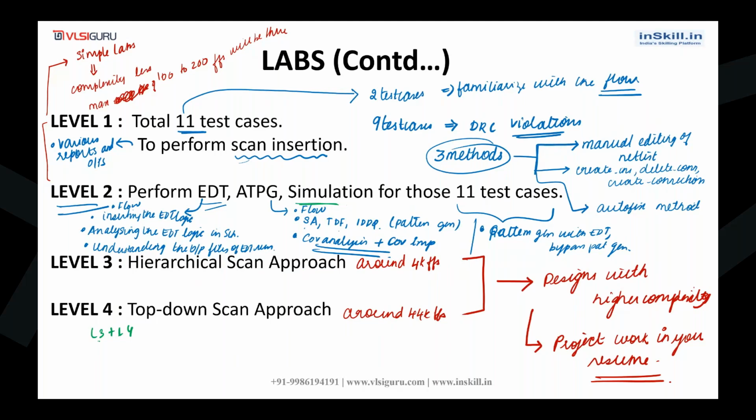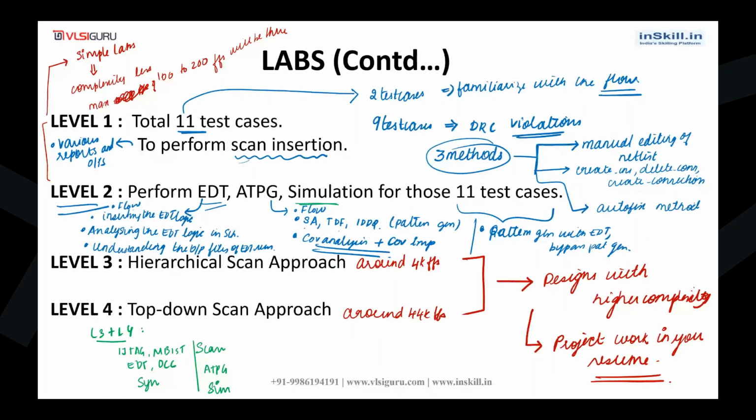That is, we'll be doing the JTAG insertion, MBIST insertion, and EDT and OCC insertion, and then we'll perform synthesis, then scan, then ATPG, and then simulations. So this is our complete flow. In level 1 and level 2, JTAG, MBIST, OCC were not done in the labs, but in level 3 and level 4 projects, we'll be doing the entire thing, the complete flow.